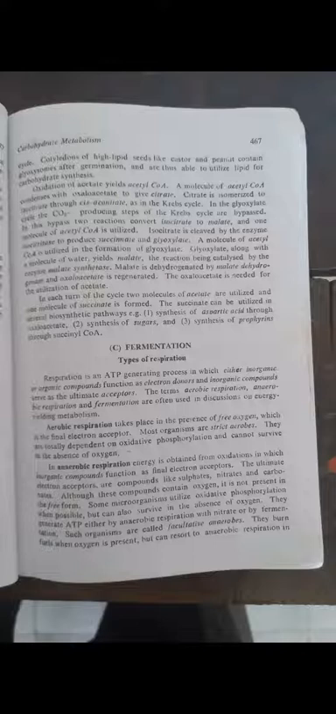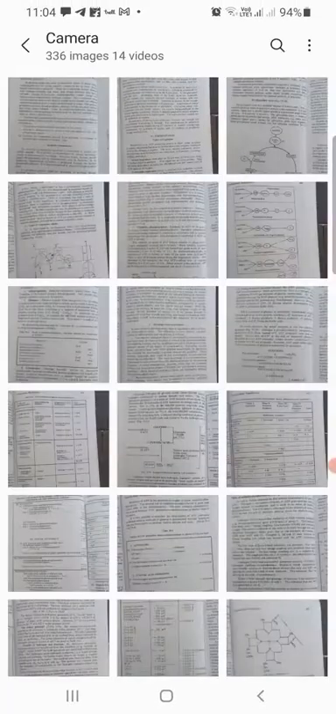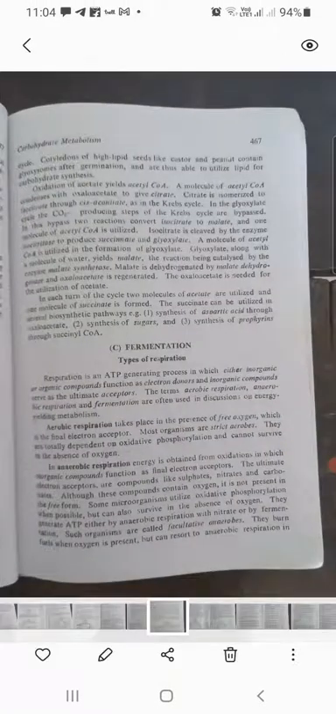Aerobic respiration takes place in the presence of free oxygen, which is the final electron acceptor. Most organisms are strictly aerobic. They are totally dependent on oxidative phosphorylation and cannot survive in the absence of oxygen.